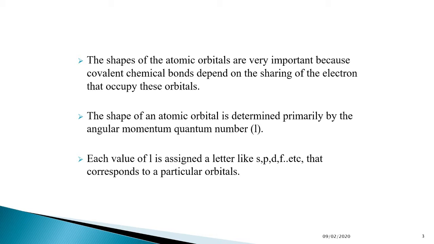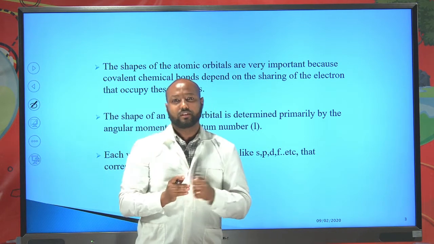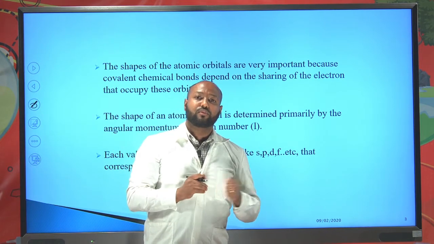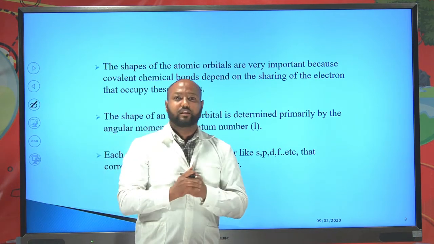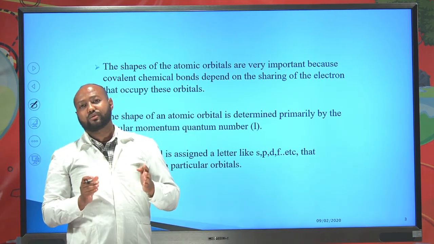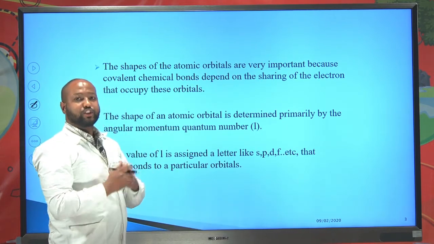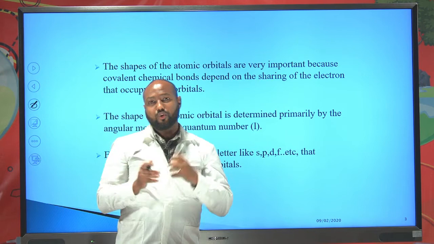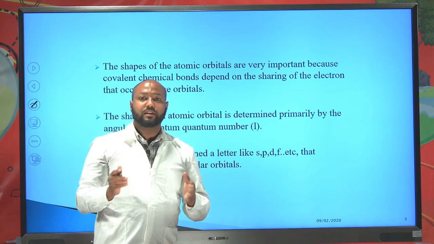So the shapes of atomic orbitals are very important. Why are they very important? As you know, chemical bonding is formed by sharing or transfer of electrons: sharing in the case of covalent bonding and transfer of electrons in the case of ionic bonding. So these electrons are shared or transferred between two atoms, and it forms a chemical bond. That's why we are studying the shapes of atomic orbitals.